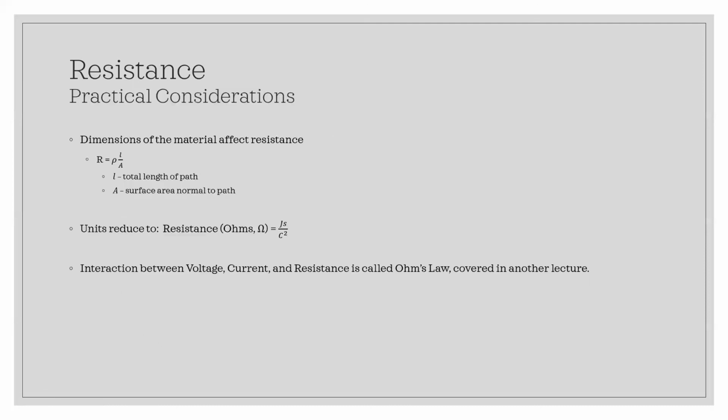And then the last slide is the practical considerations of resistance. So we have the resistivity of a material, which can be stacked on itself. So if it's a resistivity per unit volume, and we're moving through multiple unit volumes of the material, the effective resistance is higher than the resistivity alone, because you're moving through one unit of resistivity and another and another. So the total resistance of our component is proportional to the length of our path and the surface area normal to the path.